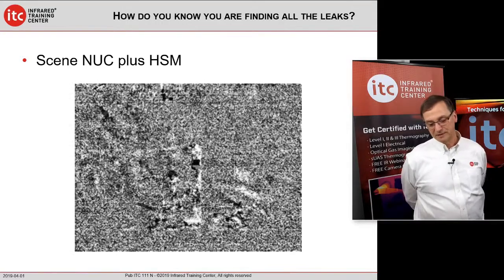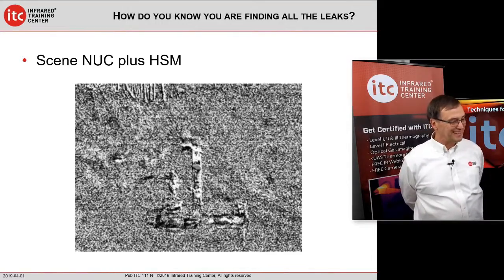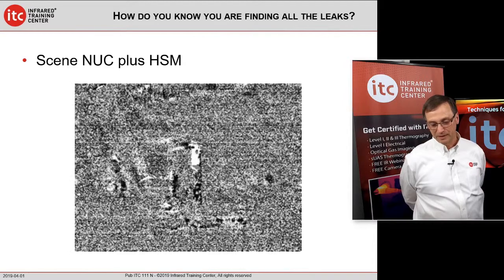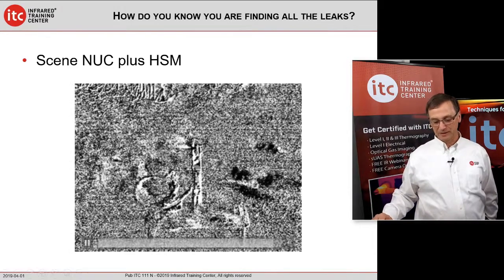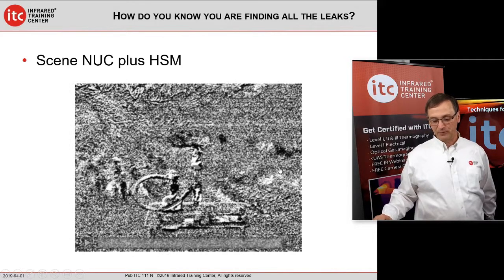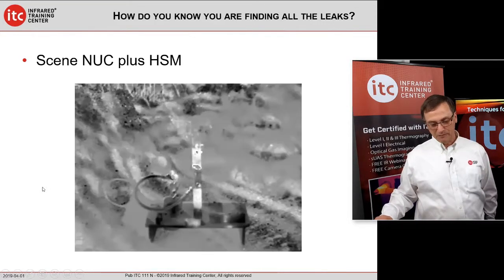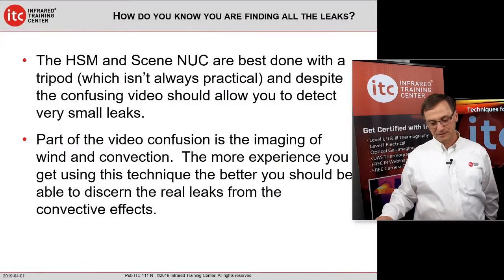And so that's basically the previous video, the scene nuke in HSM, the high sensitivity mode. And that really enhances. And you can also see convection coming off the lab and evaporation of snow in the background. And so that puts the camera just about the most sensitive it can possibly be. And so finding small leaks is always a challenge, and finding large leaks is fairly easy.